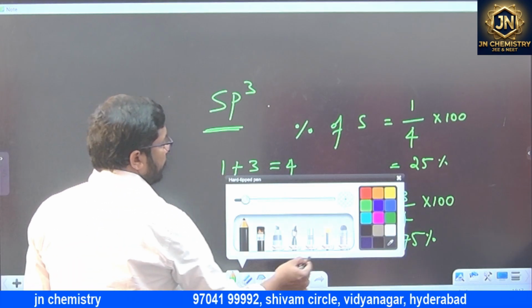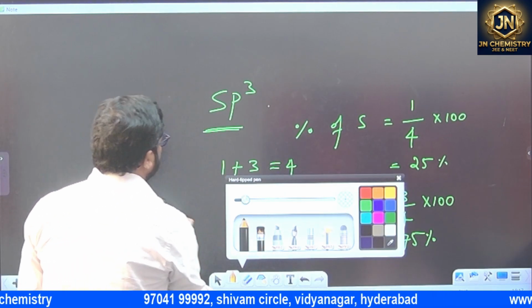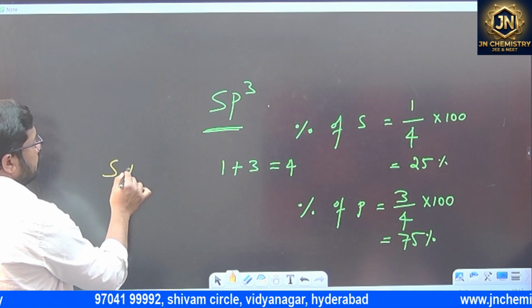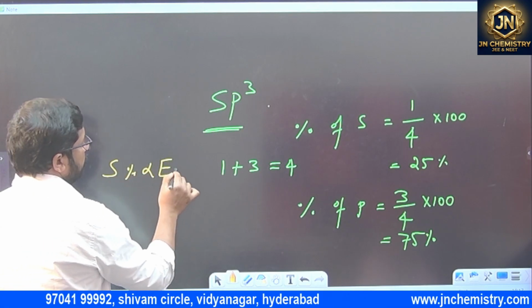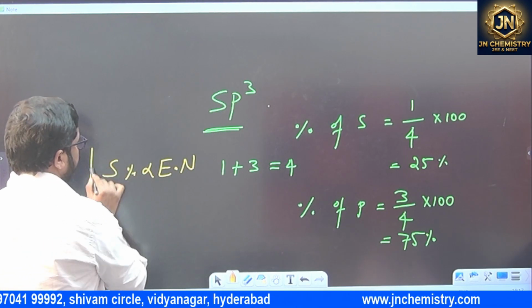So write one more important point. This is very, very important. The percentage of s character is directly proportional to electronegativity.